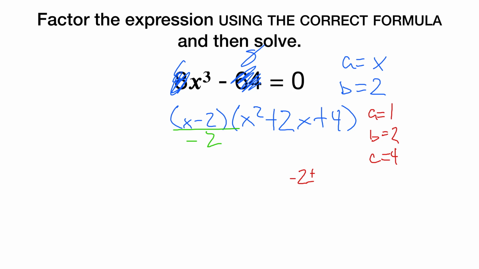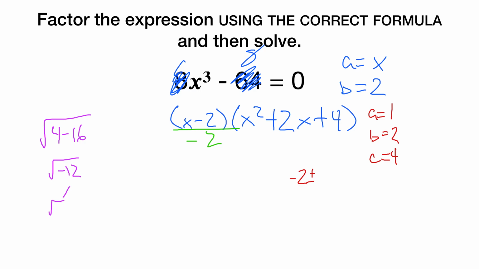Let's figure out our discriminant. The square root of 2 squared, so that's 4, minus 4 times 1 times 4, which is 16. So that's the square root of negative 12.